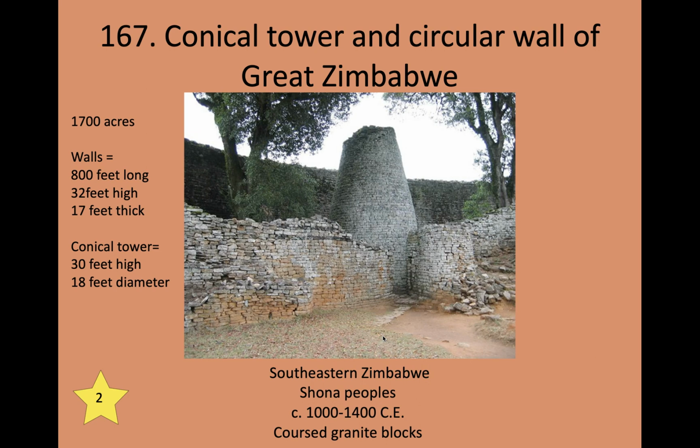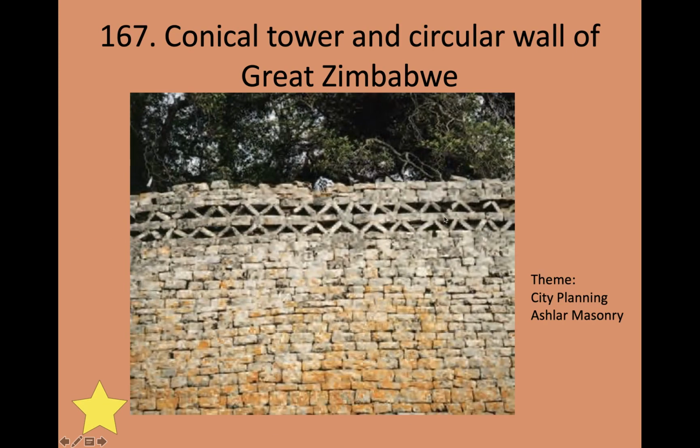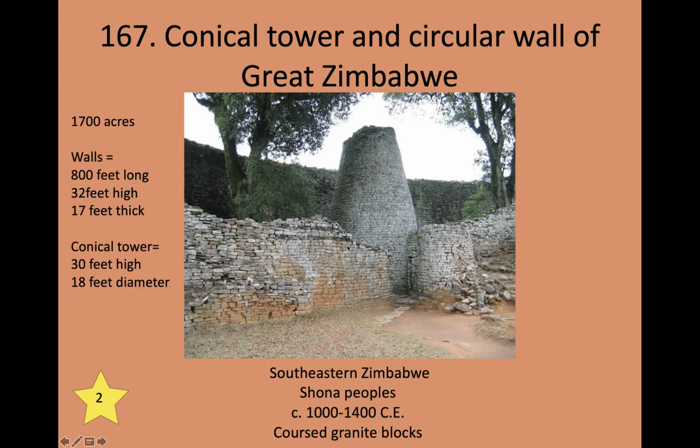You are looking at a piece that is called the Conical Tower. Here's your Conical Tower, and the circular wall. Here's part of your circular wall. Your second image is this one. Here's the other view of the wall, the circular wall of Great Zimbabwe. And that word Zimbabwe translates into House of Stone.